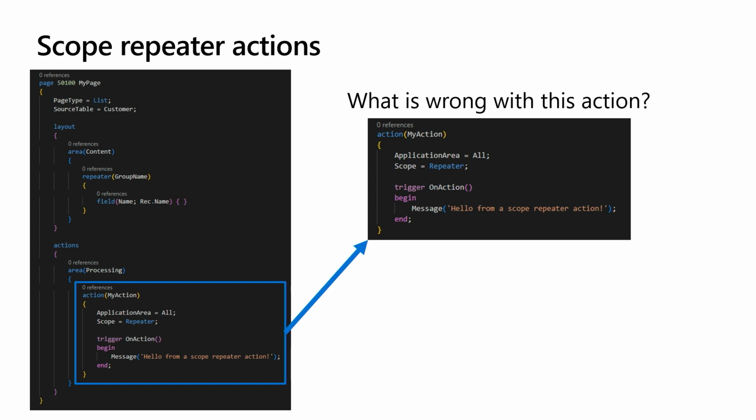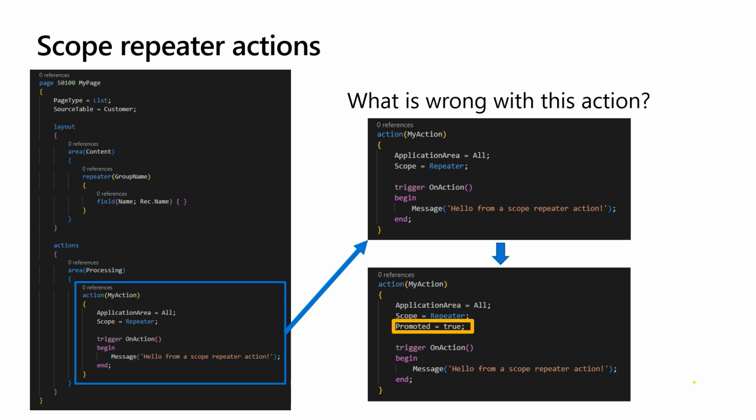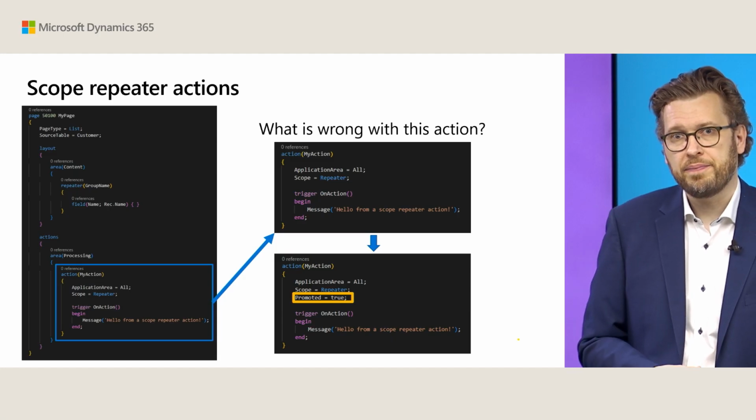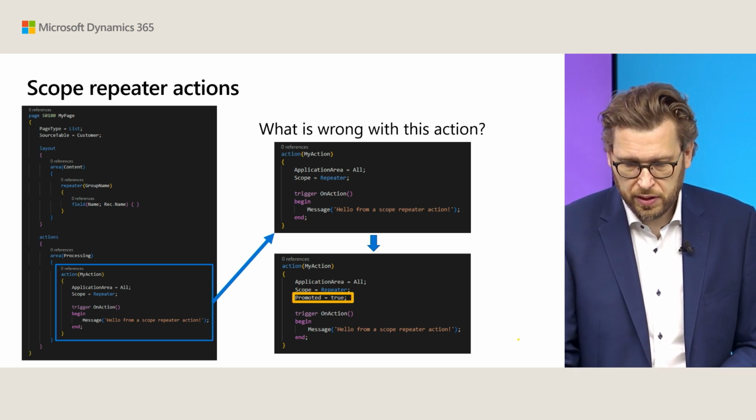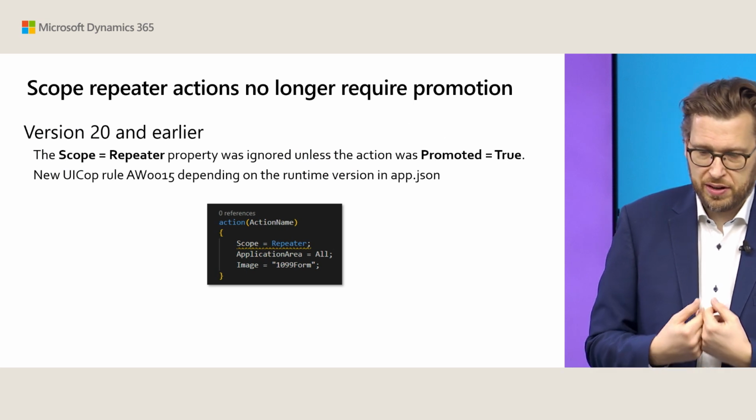Well, it can be hard to see, but actually up until now you have had to remember to promote any of the actions that had to go into the repeaters, right? And that was basically maybe a little known rule. It has been documented, but the problem has been that if you forget to include it, then the compiler would not inform about this, and you would just not see this action in the repeater. And so we are changing the behavior slightly now.